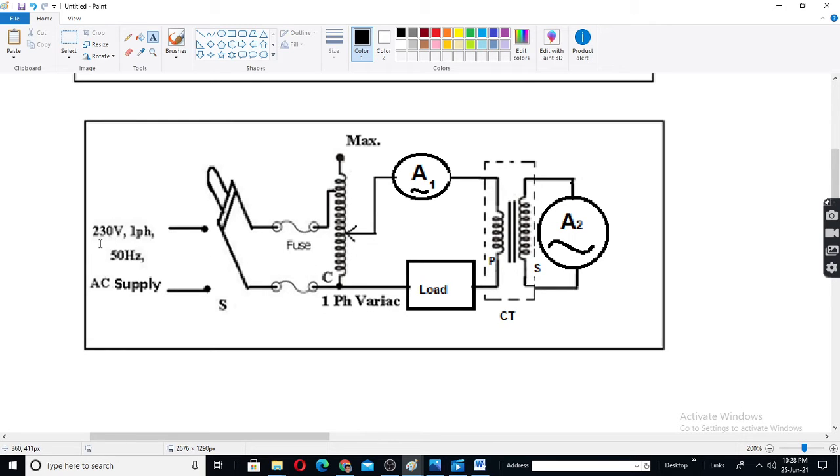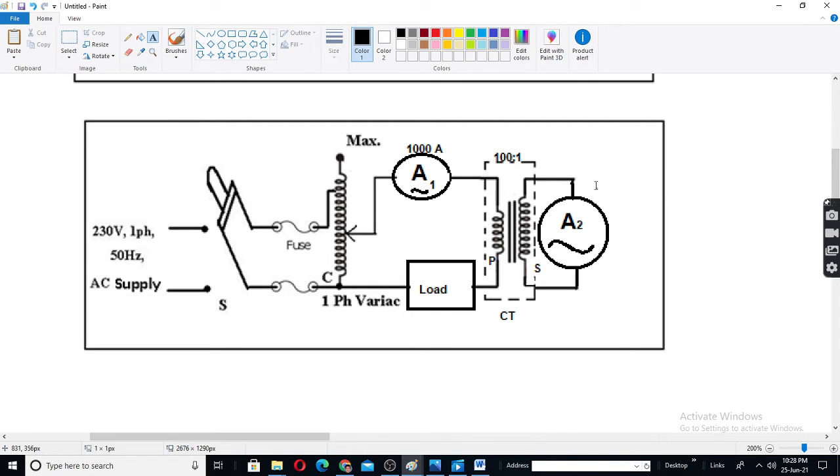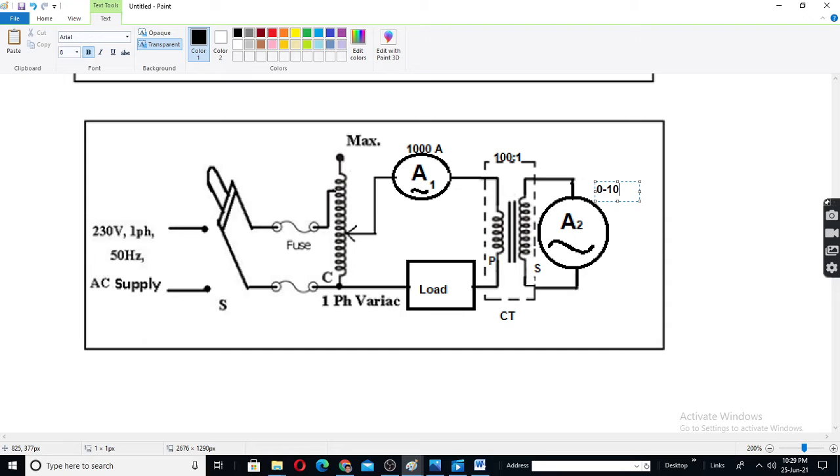So suppose here 230 volts, 10 ohms, 23 amps will flow. Now suppose in high power applications, the load is some 10 ohms or whatever it is. Say in the primary you have a maximum of 1000 amperes, and the CT ratio is 100 is to 1. A maximum of 10 amperes will flow in the secondary.